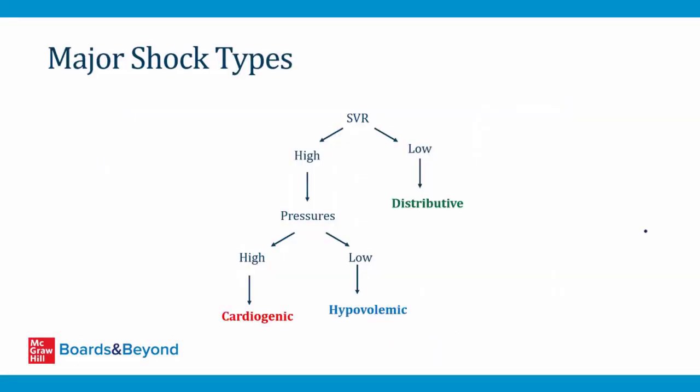And here's a table showing a flow chart, which is basically what I go through in my head when I'm looking at hemodynamics and trying to decide on the form of shock the patient has. I usually look at the SVR first. That's just my way of doing it, because if it's low, you know it's distributive shock. If the SVR is high, then you've got to look at the cardiac pressures. If they're high, it's cardiogenic shock. If they're low, it's hypovolemic shock.